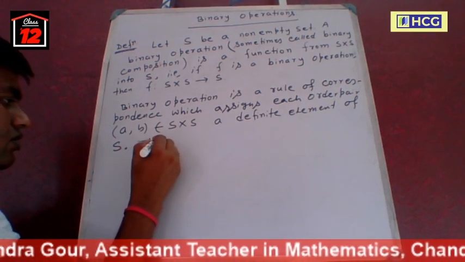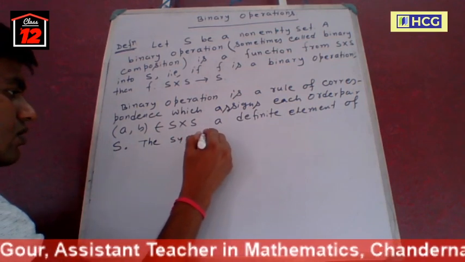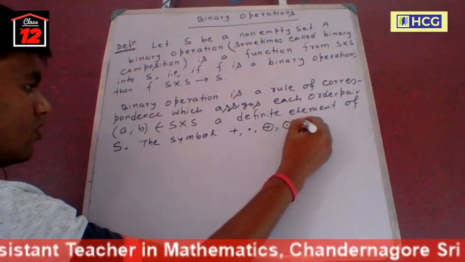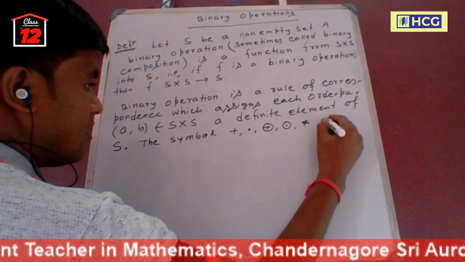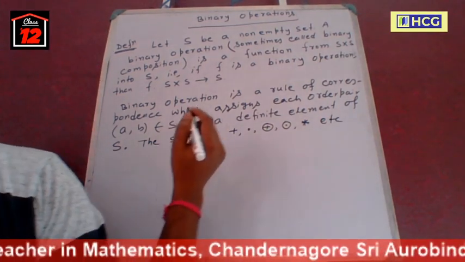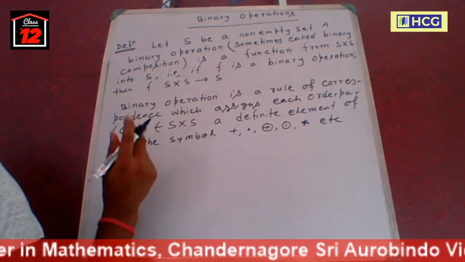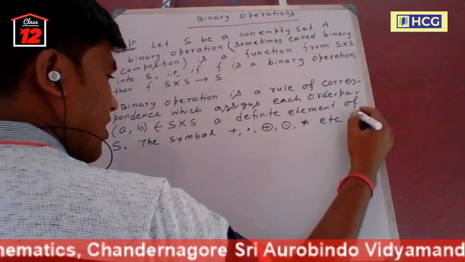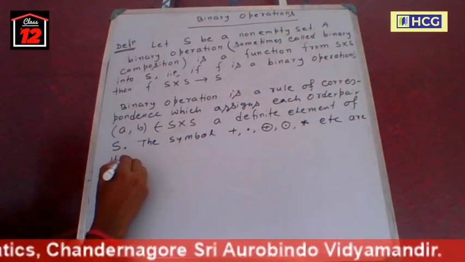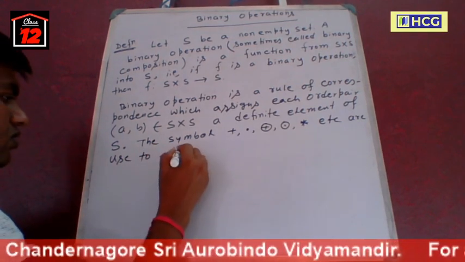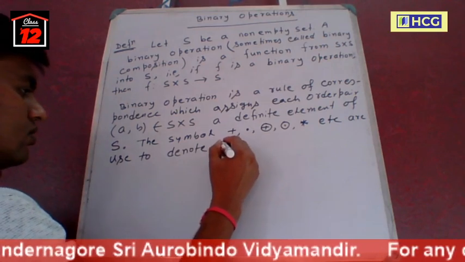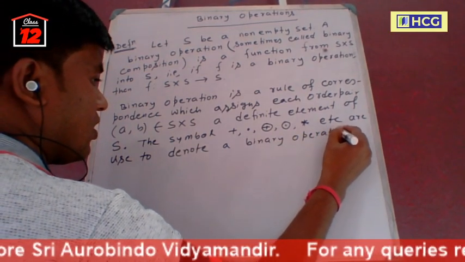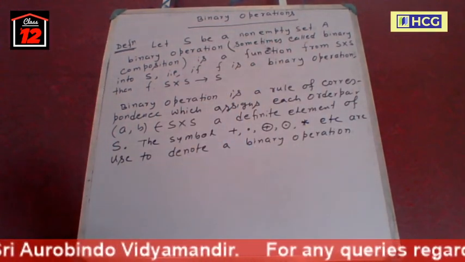The symbols plus, dot, star, etc. are used to denote a binary operation.